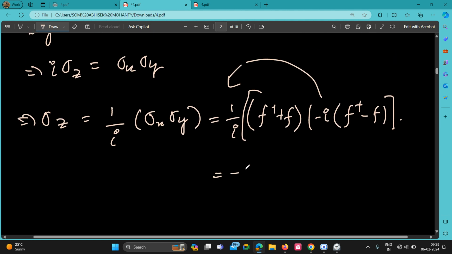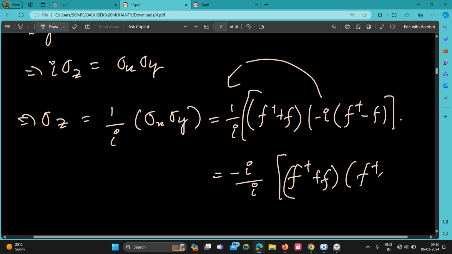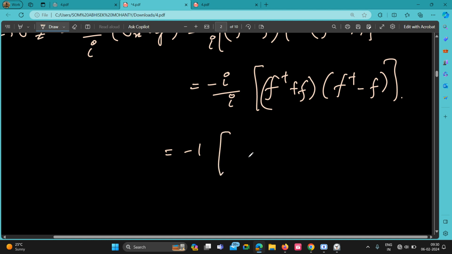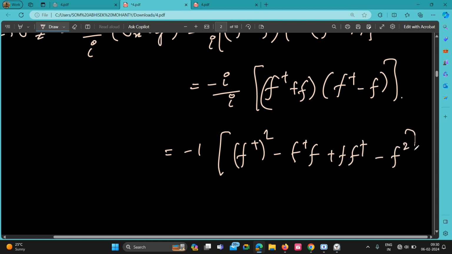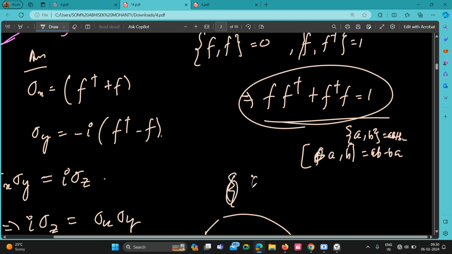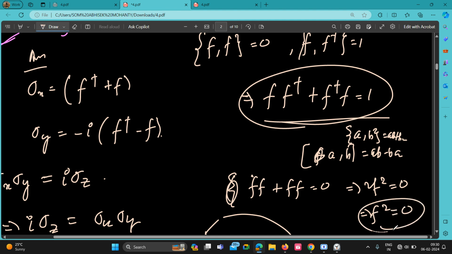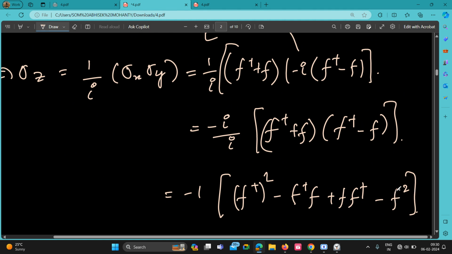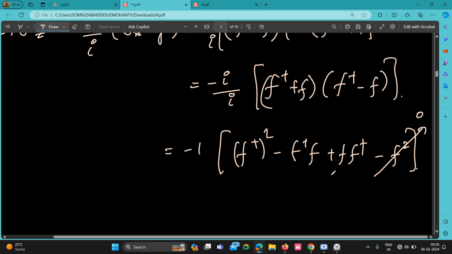So minus i by i goes outside: f dagger plus f, times f dagger minus f. So this becomes minus 1 times f dagger square minus f dagger f plus f f dagger minus f square. Now f square is 0, that means f plus f is 0, this 2f square is 0, so f square is 0. So this becomes 0, and it will be minus f dagger square.